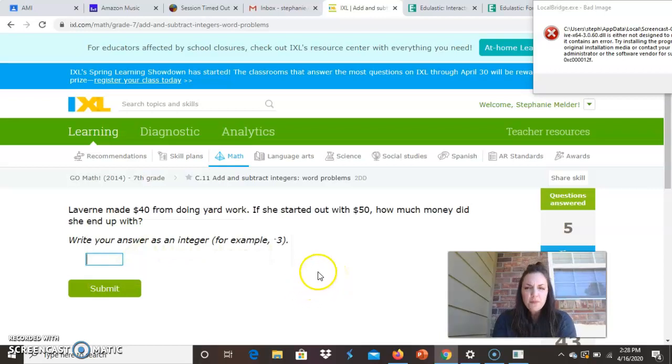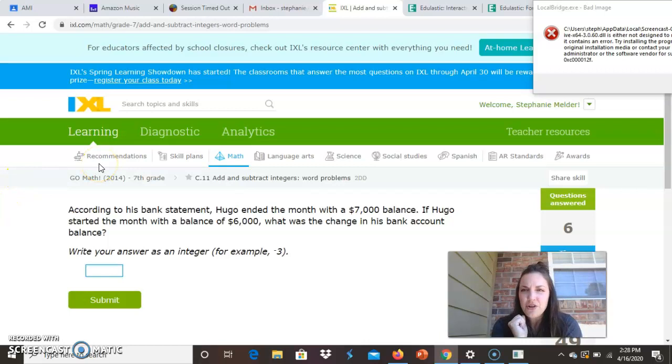Okay, Laverne made $40 from doing yard work. If she started off with $50, how much did she end up with? So we know if she made or earned, that's money back into her pocket. So $50 is what she started off with, plus 40 gives us 90.